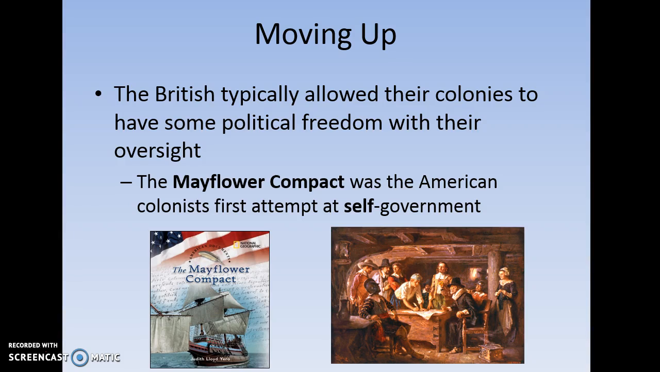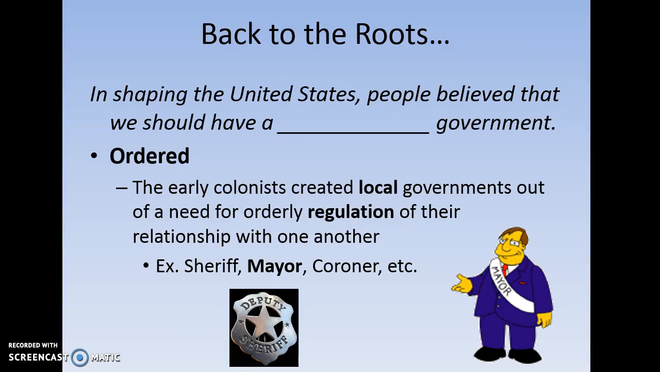Now, when a country has colonies, like Britain had colonies in America, they give the colonies the ability to govern themselves. And so the first attempt at an independent government in the colonies was called the Mayflower Compact. Now, if you remember, the Puritans came over on the Mayflower, and so that's why it was called the Mayflower Compact. Compact is just a fancy way to say contract.